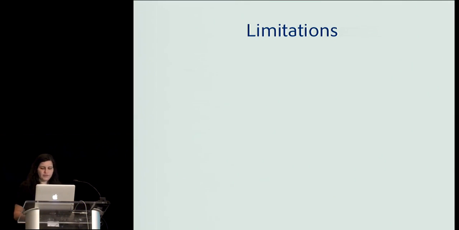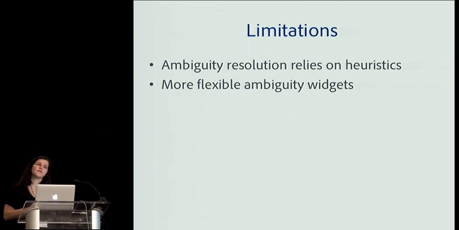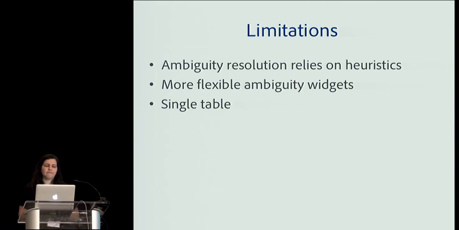So there are, of course, a number of limitations to this system. There's a lot to do, so this is our first step in this direction. First, as I mentioned, ambiguity resolution really relies on heuristics, and we'd like to take a look at having a more general probabilistic framework for resolving the ambiguity, one that becomes specific to users over time. I've also shown you these very simple list-type ambiguity widgets, but there's a lot more we could do there. We could look at sliders, we could look at checkboxes, and look at whether the ambiguity widgets themselves can reflect the source of the ambiguity or the kind of ambiguity that is present in the system.